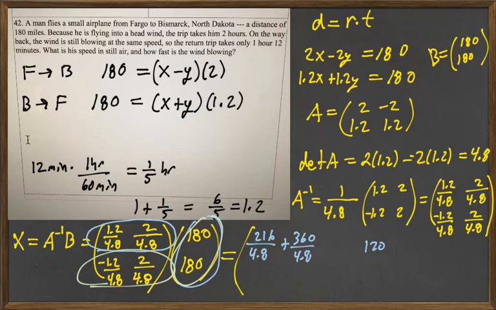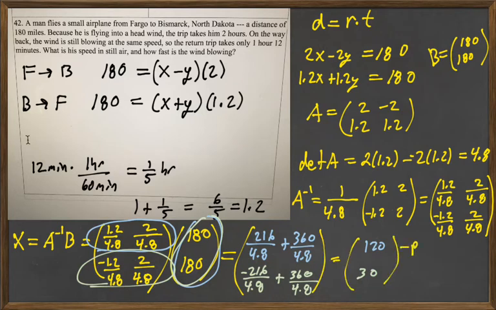Then row 2 times column 1: negative 216 over 4.8 plus 360 over 4.8. After doing those calculations, the wind speed is 30 miles per hour. So there is our plane speed and our wind speed.